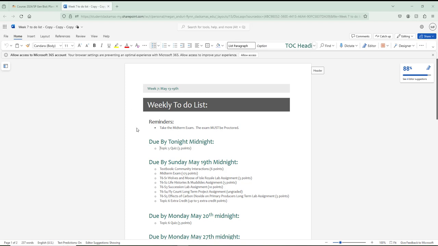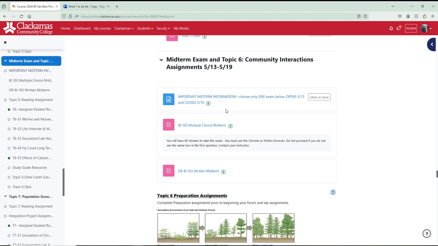And let's talk about the midterm exam. So you're going to be accessing the midterm exam via our Moodle page. Okay, so when you get into the midterm, first off, you're going to choose which midterm exam you want to take. So there's two choices. There's a multiple choice midterm exam and there's a written midterm exam.